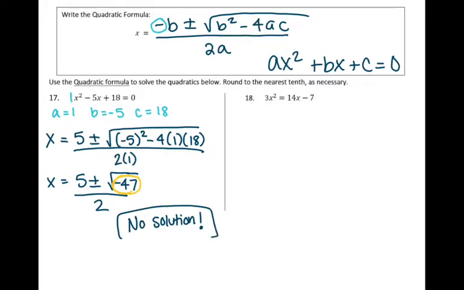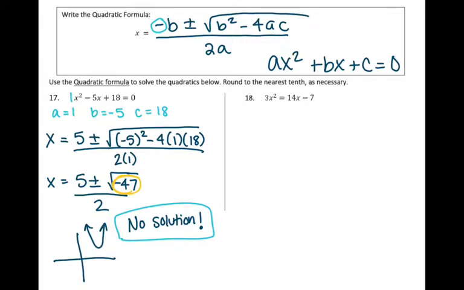They are imaginary numbers, and you'll learn all about imaginary numbers once you get to Algebra 2. But even if you did try to take the square root of negative 47, your calculator is going to give you a big fat error. So that means it is no solution. Essentially, what this graph is looking like, I'm just making a guess here, is it's probably sitting in that first quadrant, just floating out there, not touching the x-axis at all.